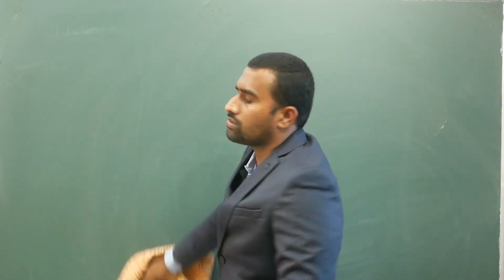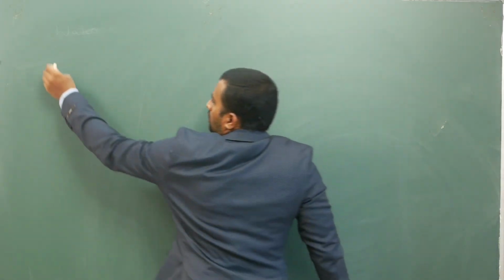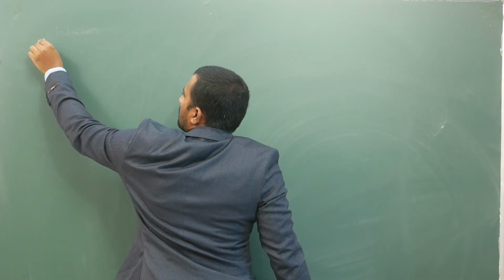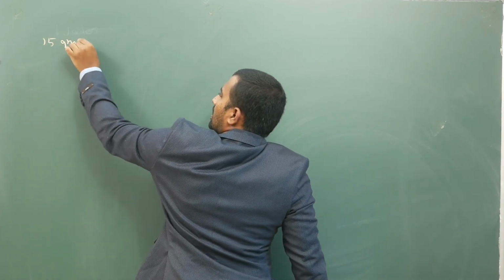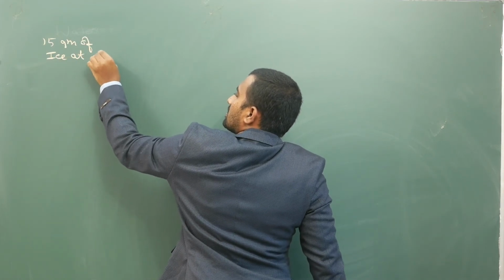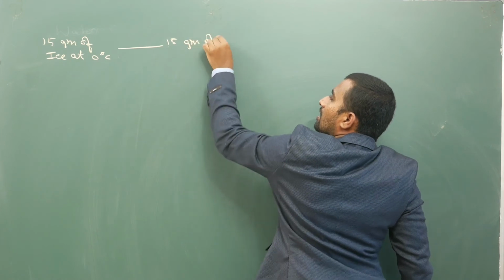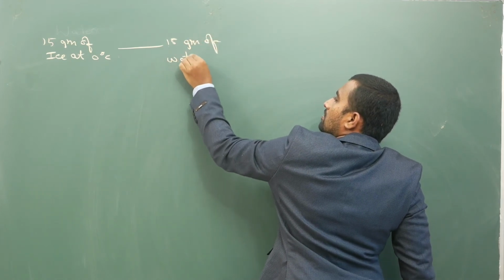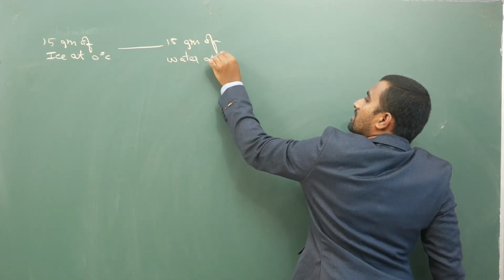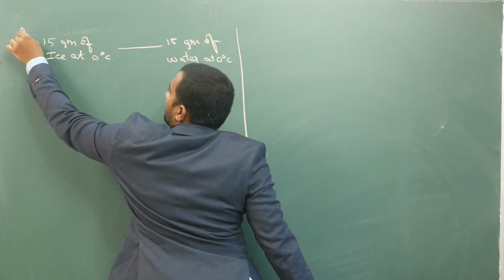So I will give you 2 simple questions. Do it. So you have 15 grams of ice at 0 degrees centigrade. You are converting it into 15 grams of water at 0 degrees centigrade. Calculate heat required.